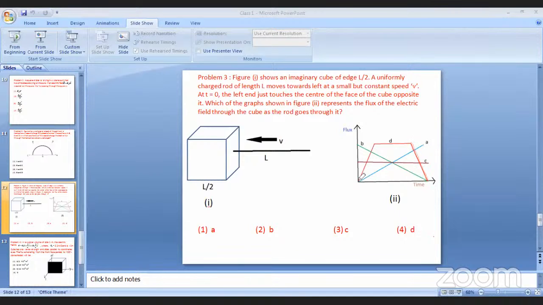Initially the electric flux is increasing due to the entry of this charged rod inside the cube, and once the charged rod is completely inside the cube, you get a constant electric flux through the cube because the charged rod is there. Once a small portion of the charged rod exits the cube, at that time the electric flux starts decreasing because the charged rod is moving away. Slowly and steadily, when the rod moves out of the cube, the flux decreases. So the graph pattern is like this. So option D is the correct one.